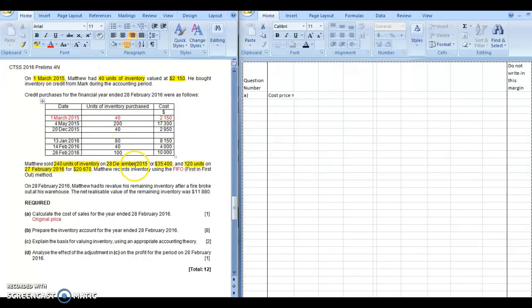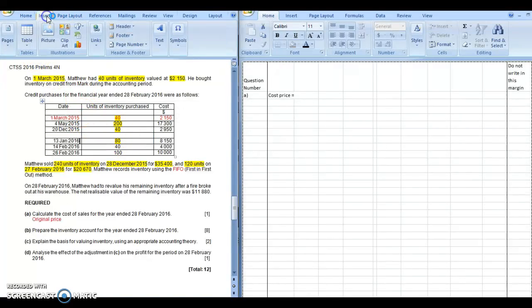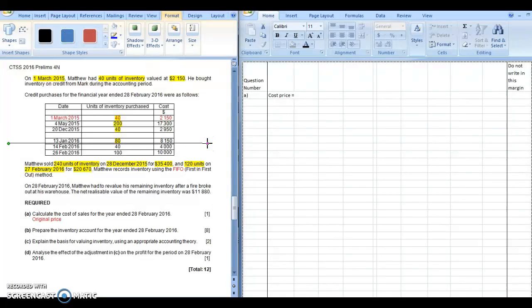So when the business sells away the 240 units, they actually sold the 40 up here and the 200 on the 4th of May. And when the business sells the next 120 units, it is actually taken from this date. So if you were to use a pencil and draw a line to indicate where the selling of inventory stops, it is actually here. So what happens to the remaining 40 and 100 units? They were actually left unsold. So they remain as inventory in the warehouse for the next financial year. So to calculate the cost price, you need to take these four amounts.